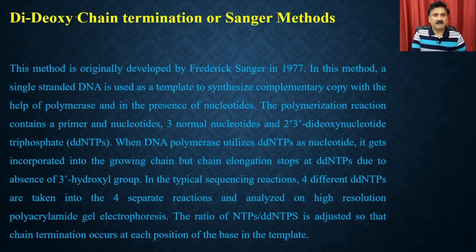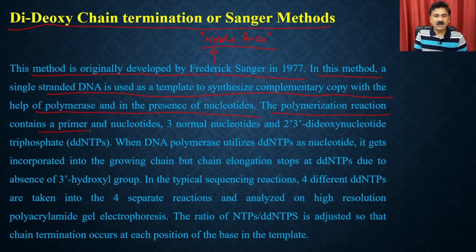So what is Sanger's method, or the dideoxy chain termination method? This method was originally developed by Frederick Sanger in 1977, and for this Frederick Sanger got the Nobel Prize for discovering a method to sequence genomic DNA. In this method, a single-stranded DNA is used as a template to synthesize the complementary copy with the help of a polymerase in the presence of the nucleotides.